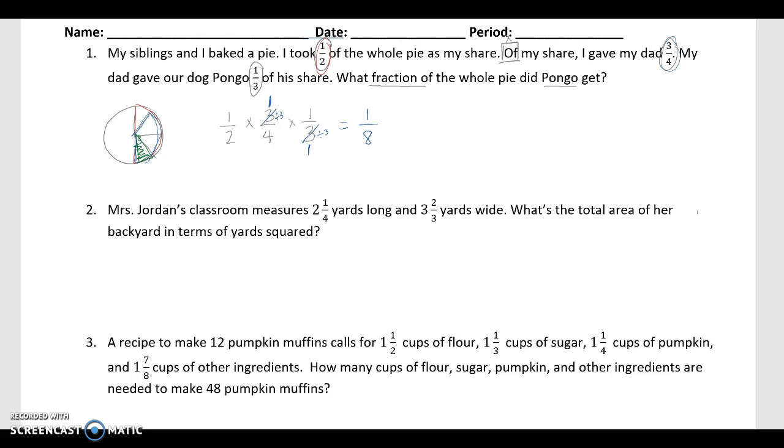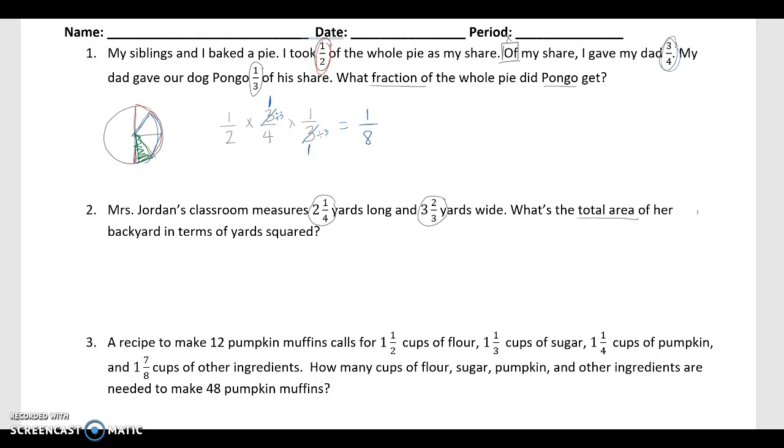So helpful. Okay, next problem says, Mrs. Jordan's class measures 2 1/4 yards and 3 2/3 yards wide. What is the area of her backyard in terms of yards squared? Okay, so here's one measure. And here's another. It says, what is the total area?